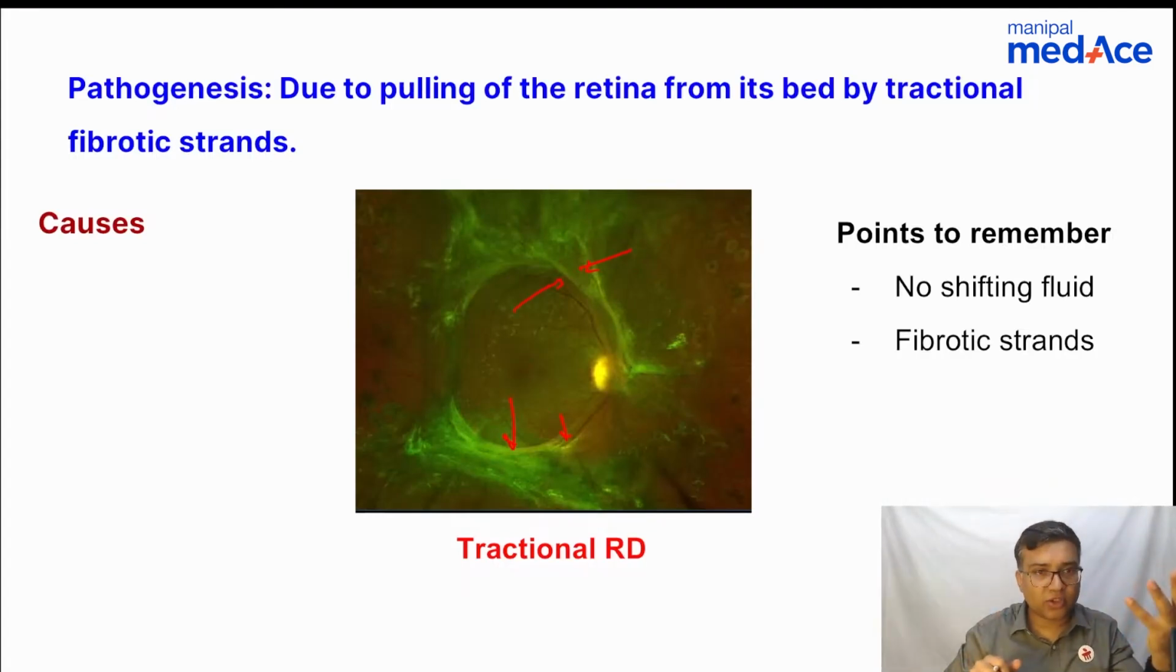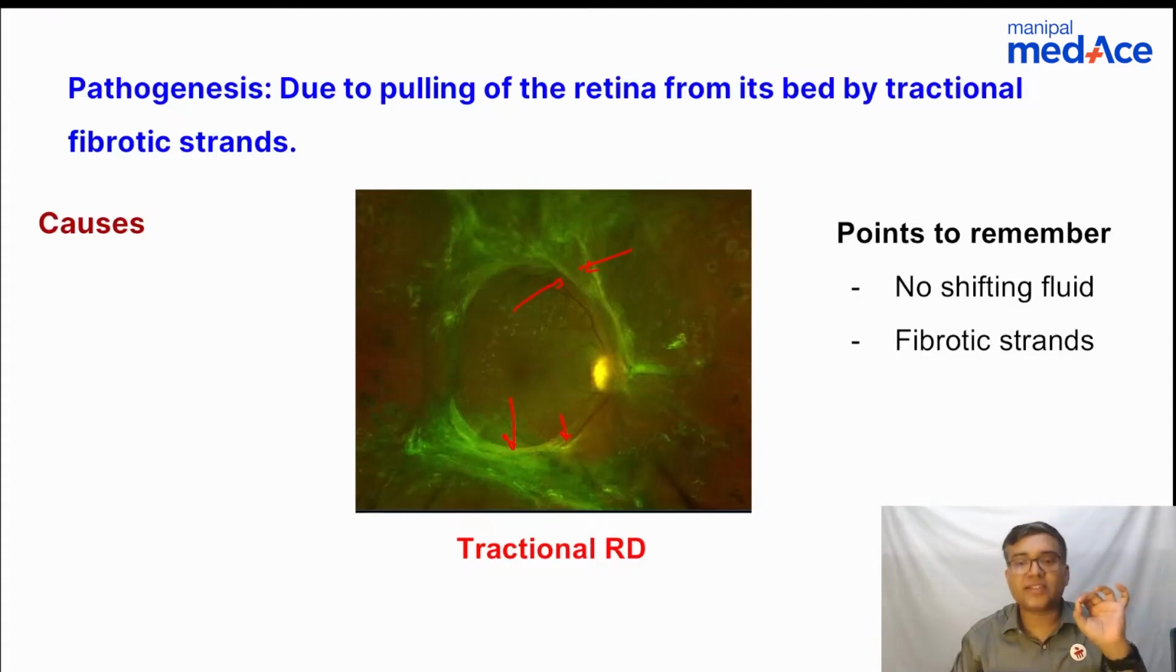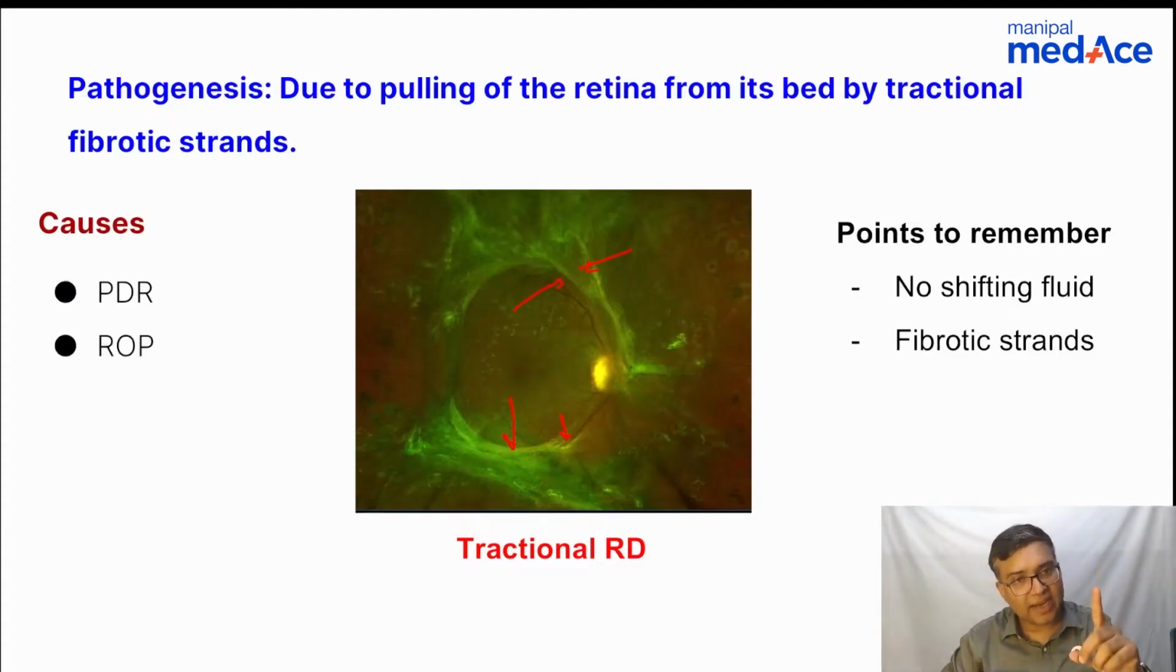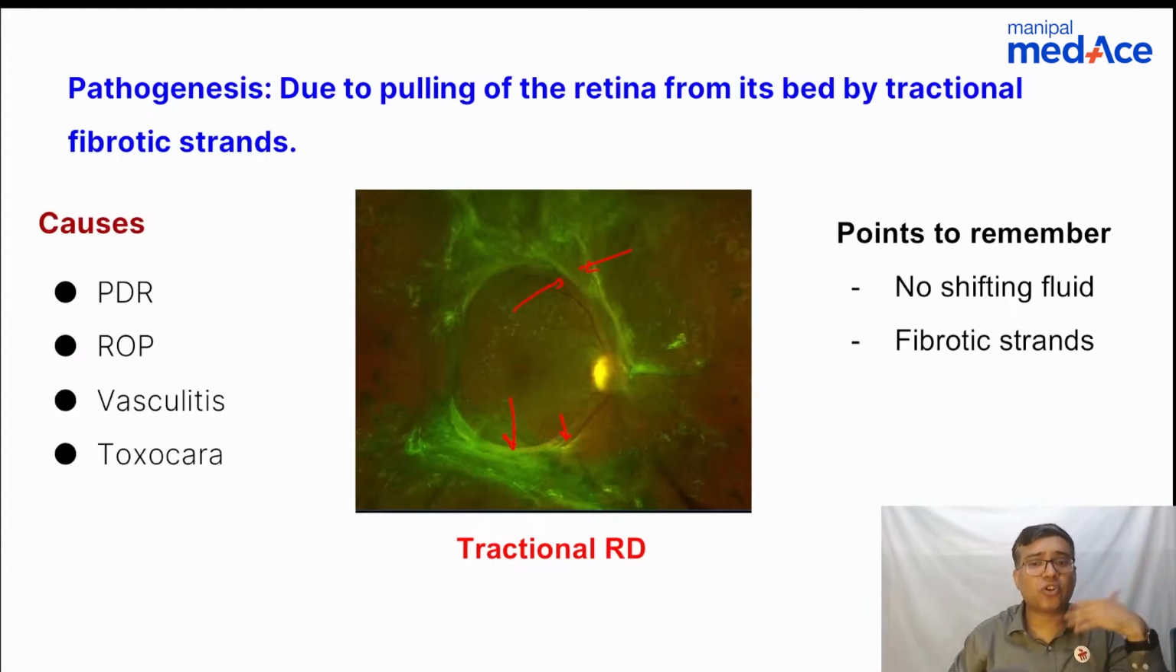So what are the important causes? The most common cause in the Indian population is the proliferative diabetic retinopathy. And if they are asking about the child, I told you the fibrotic strands in the child, that is the ROP. Okay, sometimes even in the patients who are having vasculitis like Coats disease or sarcoidosis, or even in the patients who are having inflammation because of some parasite like Toxocara, they can also get a tractional retinal detachment. So these are some important points regarding the retinal detachment.